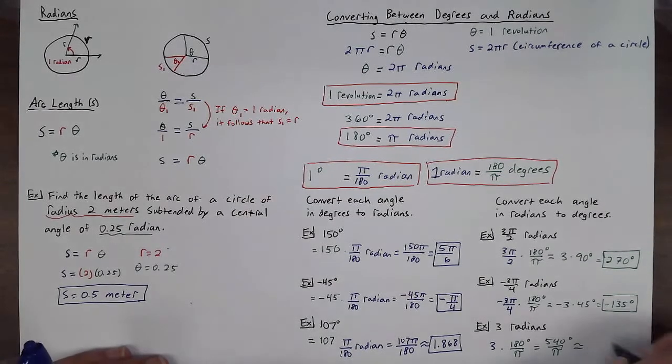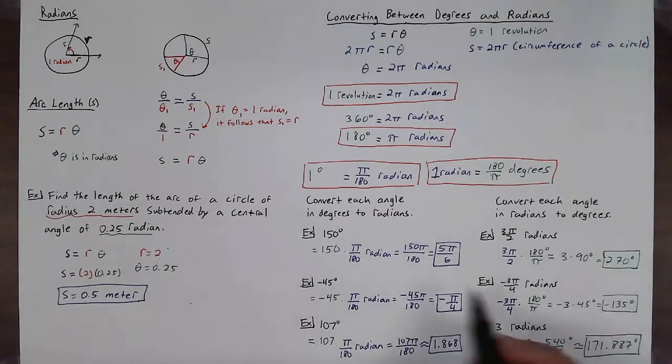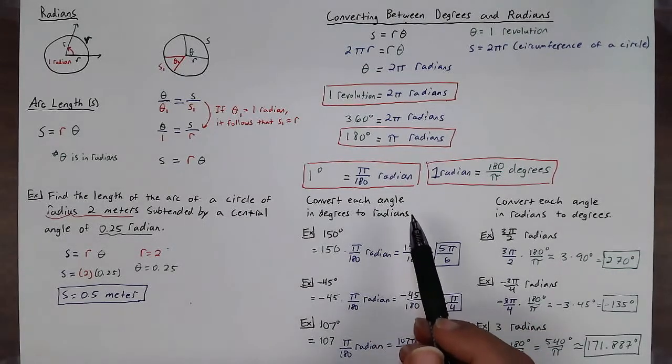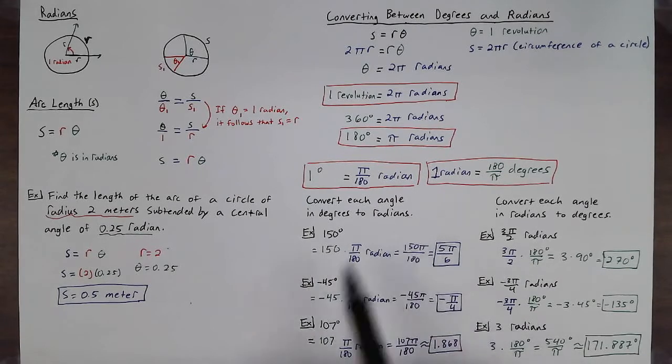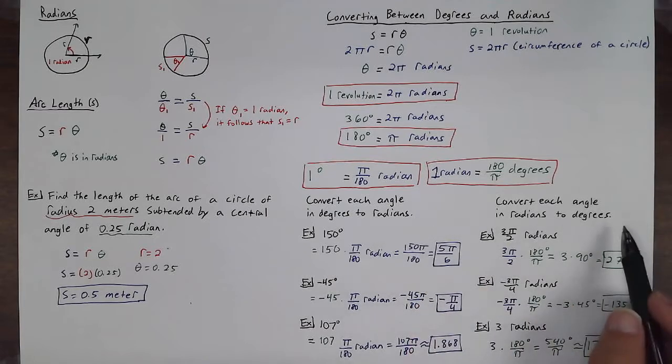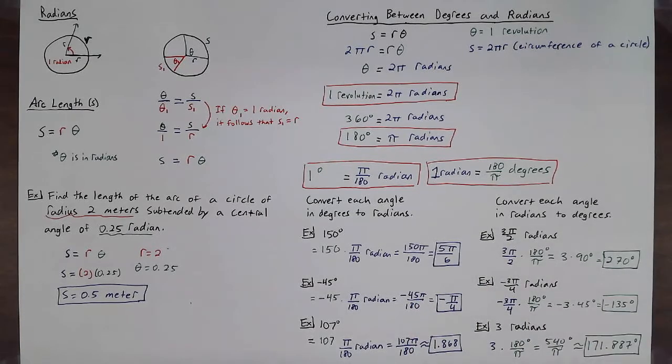So we can write this as 171.887 degrees. Now, a quick rule of thumb: in previous examples, or in future examples, I'll typically tell you how many decimals to round to, but if I ever don't give you that instruction, 3 decimal places is usually a safe bet.